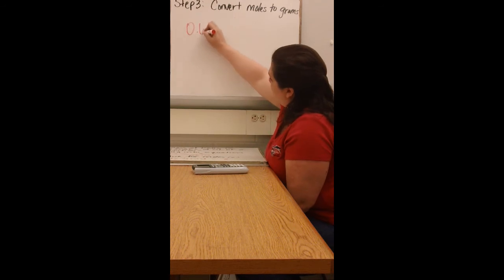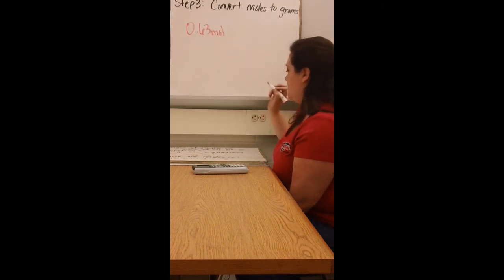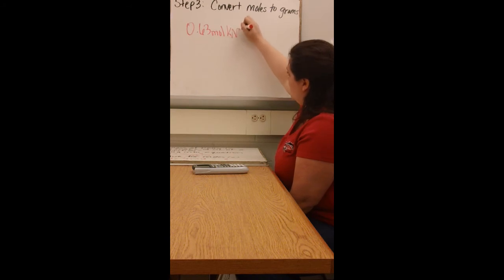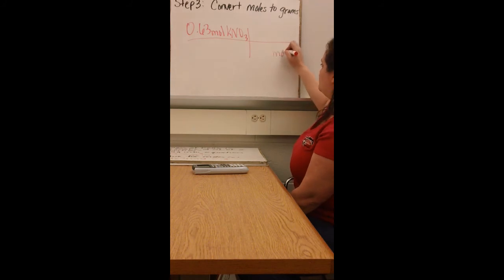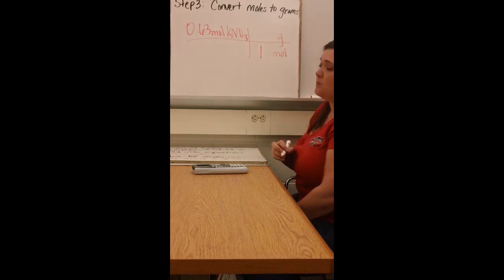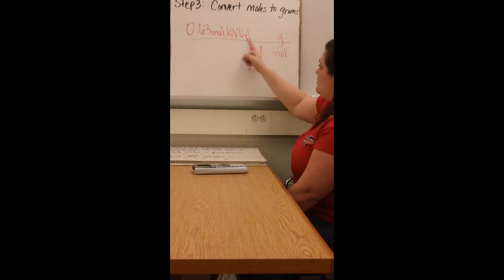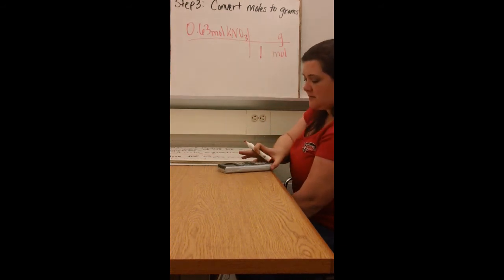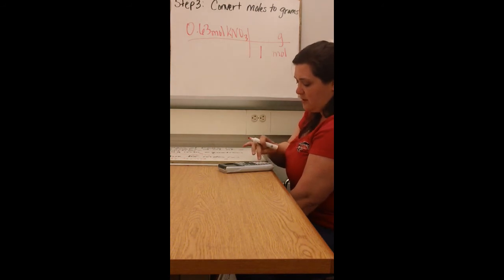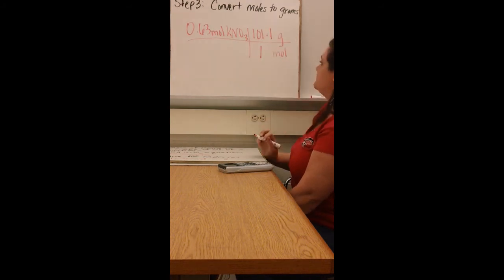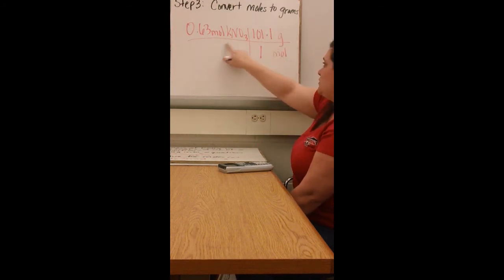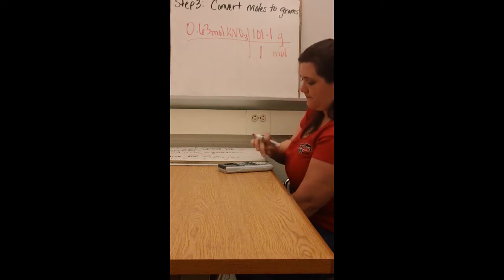So if we have 0.63 moles of potassium nitrate, to convert that to grams, my moles need to go on the bottom, my grams on the top. Remember, it's always 1 mole of molar mass. To determine the molar mass of potassium nitrate, we add up the masses of each of those. Potassium is 39.1, nitrogen is 14, and 3 oxygens are 48. And so that gives us 101.1. All of our numbers are on the top, so we're going to multiply.